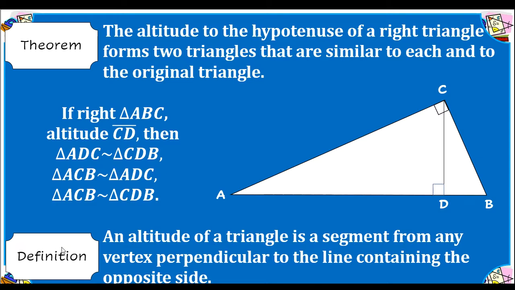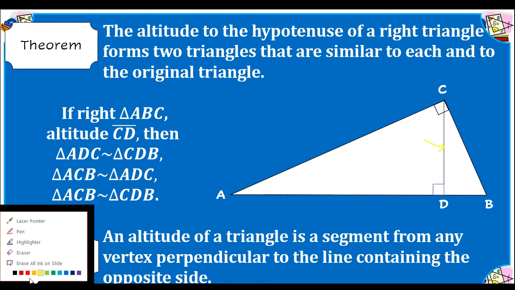So a couple of theorems and definitions before we apply the geometric mean to right triangles. So let's write this in your notebook. The altitude to the hypotenuse of a right triangle. So the altitude, which is this line CD. So the altitude to the hypotenuse of a right triangle forms two triangles that are similar to each other and to the original triangle. So we're going to break this down, but again, just go ahead and get this in your notebook. This theorem, as well as the definition of an altitude. An altitude of a triangle is a segment from any vertex perpendicular to the line containing the opposite side.